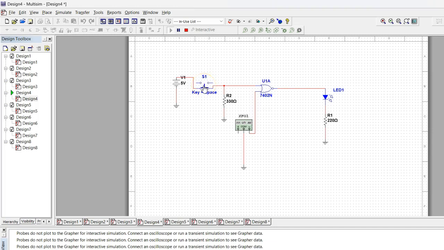So when one input is 0 and the other input is 0 or 1, the output will be 0 or 1, so it will flash.